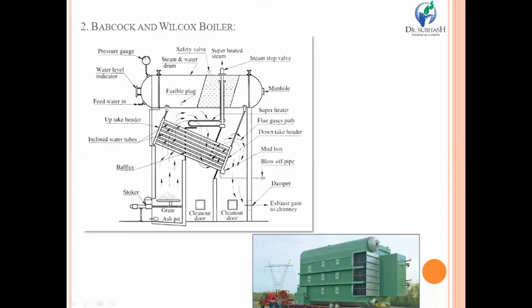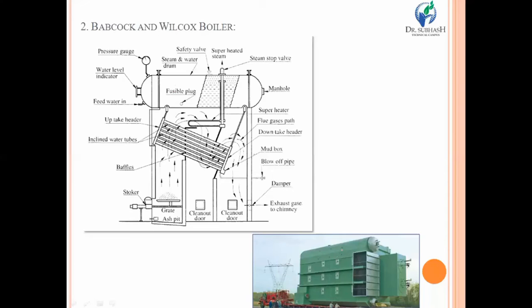Whereas in some cases, if there is a load demand or fluctuation of demand from some region, we can use the damper opening and closing. So this is what we have on the Babcock and Wilcox boiler.